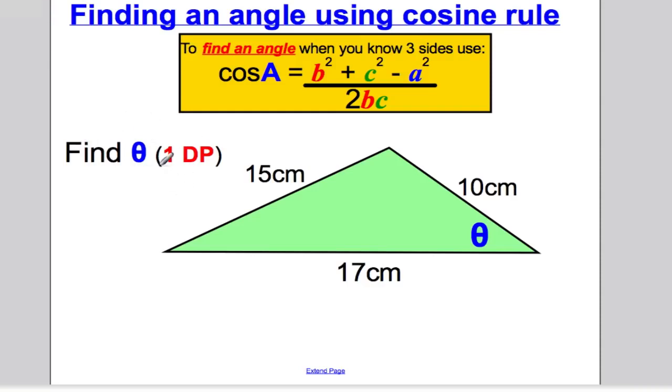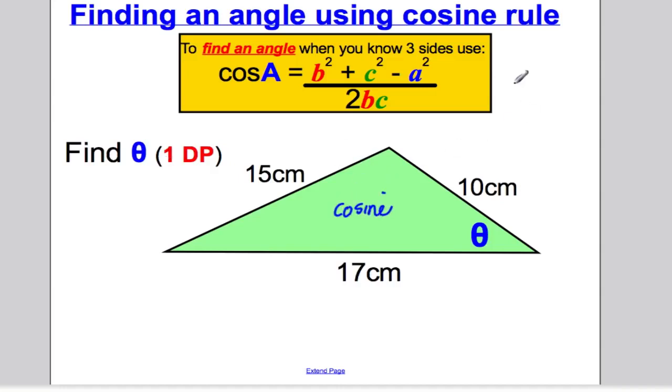Let's go through the usual protocol. Could it be Pythagoras? No, it's not a right angle triangle, and we're finding an angle anyway, so no. Could it be SOHCAHTOA? No, it's not a right angle triangle. Could it be the sine rule? No, we don't have an angle and the side opposite, so no. It must be the cosine rule.